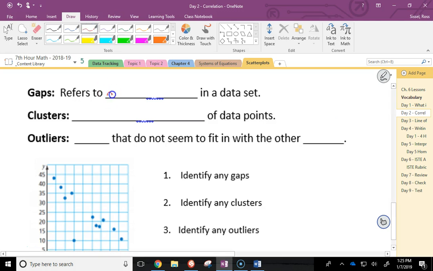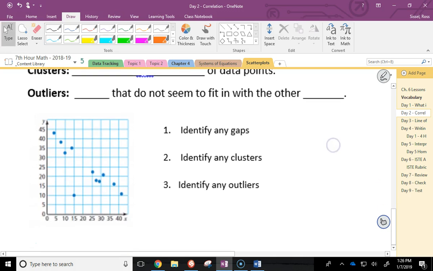So, missing data. So a gap, kind of like Michael Strahan's teeth. He has that big gap in there, right? Missing teeth. So, a gap in scatter plots is where our data is missing. You should have a picture underneath on yours that looks just like mine.